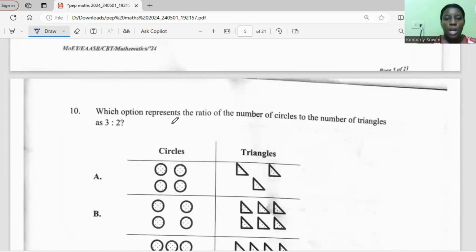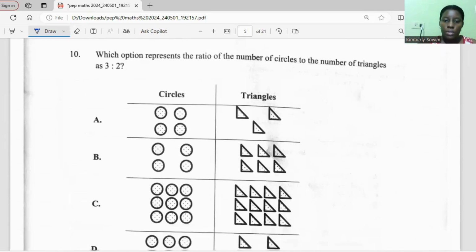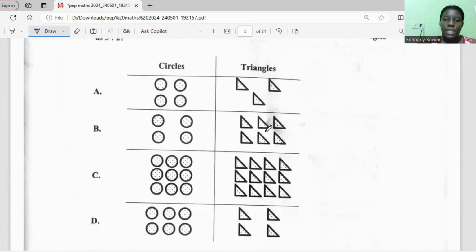Which option represents the ratio of the number of circles to the number of triangles? As 3 to 2. Clearly we're not seeing anything here that says 3 to 2, so what we're going to have to do is look for an equivalent ratio. An equivalent ratio is 6 to 4.